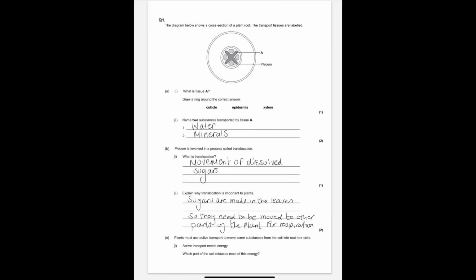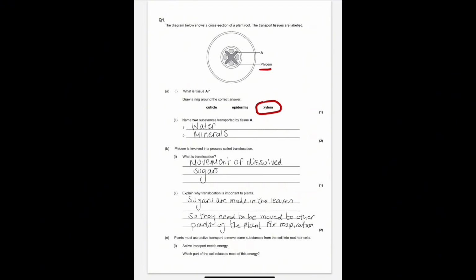Hello there, so let's go through the topic plants, and I'm going to go through some exam questions. So let's do question 1. The diagram below shows a cross-section of a plant root. The transport tissues are labelled, so one of them is already labelled, which is going to be the phloem tissue, which is over here. And then we need to know what is going to be A, and that's going to be the xylem tissue, okay?